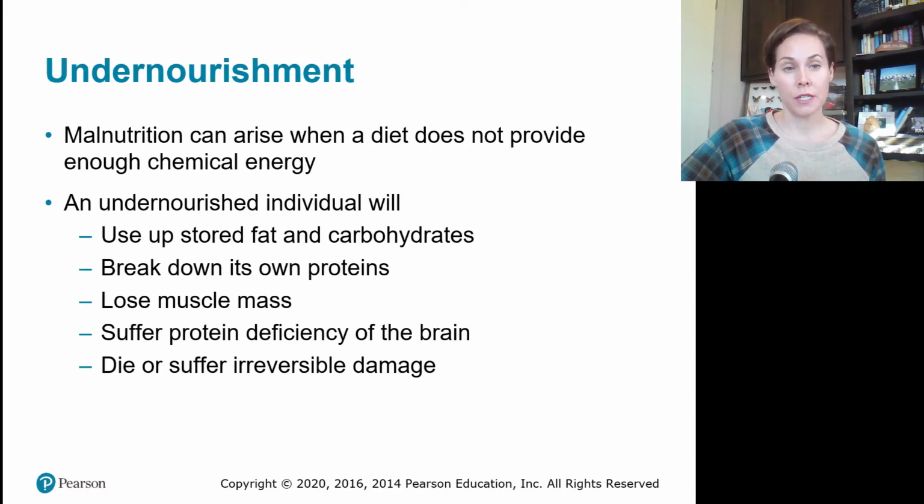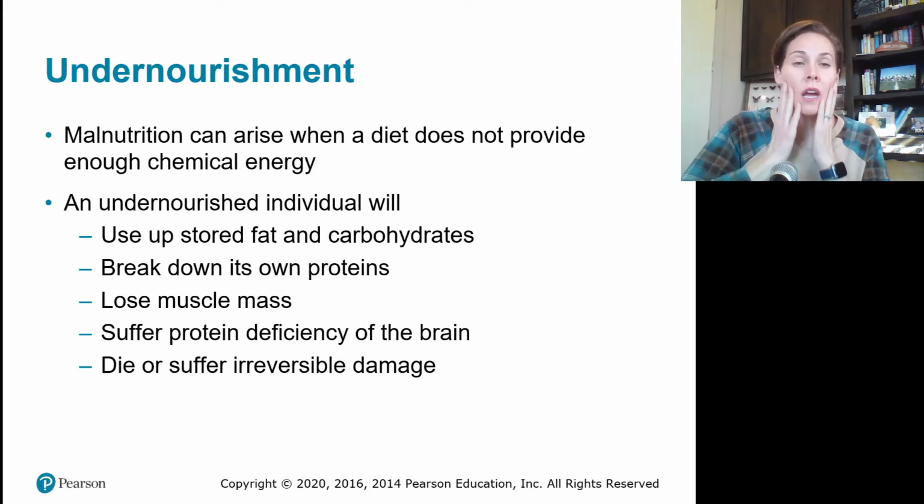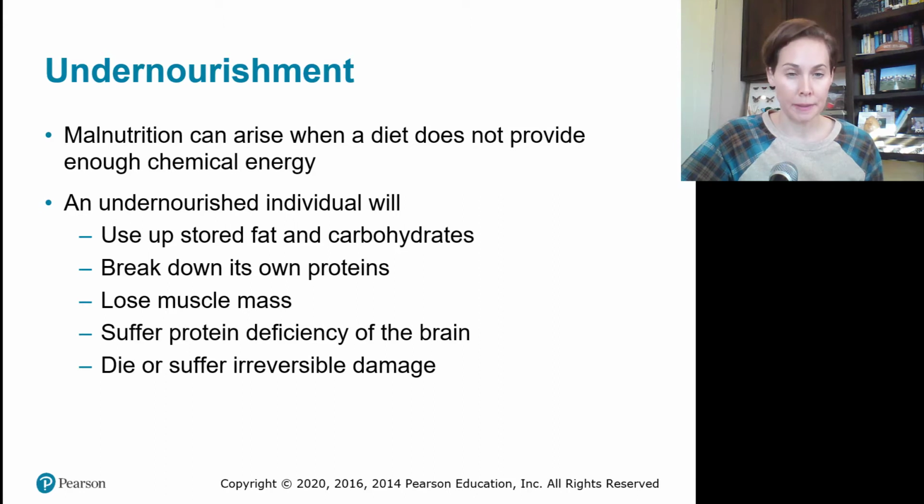Malnutrition can arise when a diet doesn't provide enough chemical energy. So malnutrition is different than undernourishment. An undernourished person will use up all their fat stores and carbohydrates. So think of a severely anorexic person who is incredibly thin. Think of someone who's literally starving. So think of prisoners in other countries who aren't fed very well. Very skeletal in appearance. There's no fat stores in their face. Incredibly thin, just skin and bones, literally.